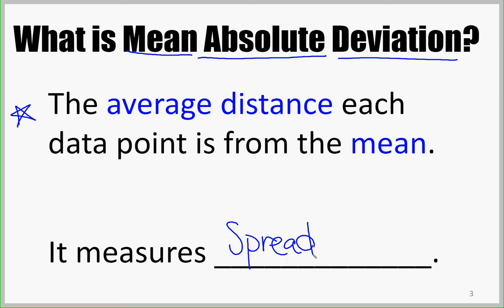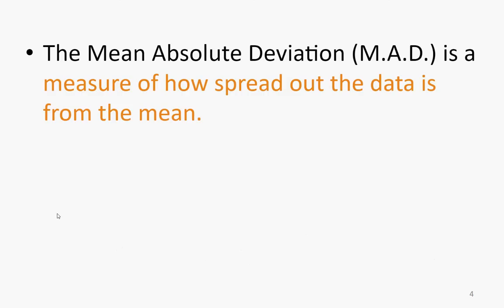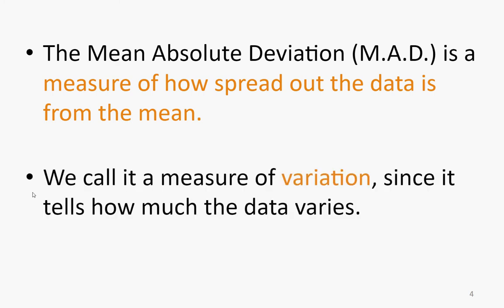Now, we worked on mean, median, mode, and range yesterday. Which one also kind of measured spread? You calculate it differently, but which other one? Range, exactly. The range, from the greatest value to the smallest value. So that's another measure of spread. Let's break it down step by step. Again, MAD is a measure of how spread out the data is from the mean. We call it a measure of variation since it tells us how our data varies.